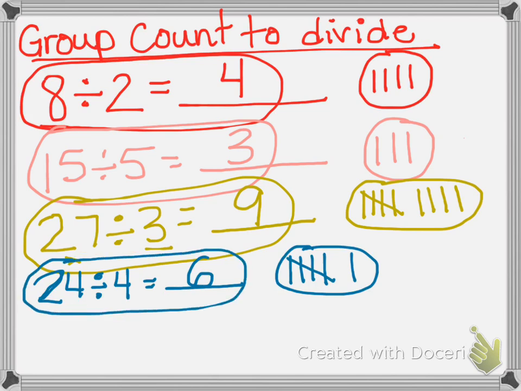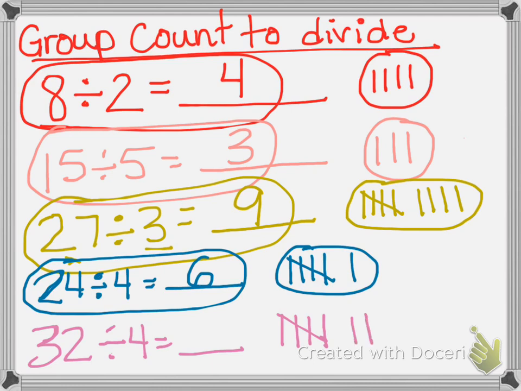This is the number sentence you should have on your paper. All right, last one. Let's do 32 divided by 4 equals what? So I'm going to count by 4s until I get to 32. Here we go. 4, 8, 12, 16, 20, 24, 28, 32. How many 4s did I count? I counted 8 4s. So 32 divided by 4 has a quotient of 8.